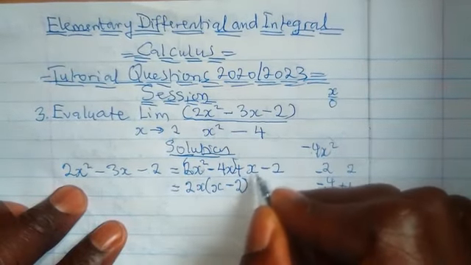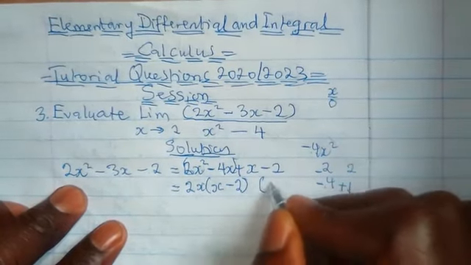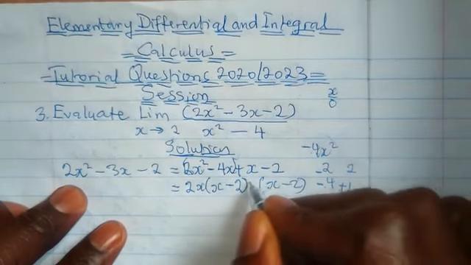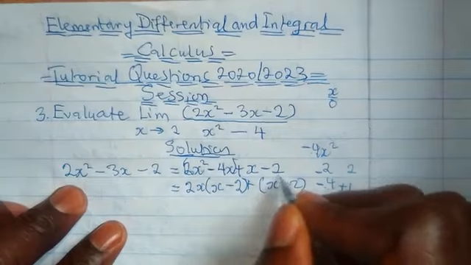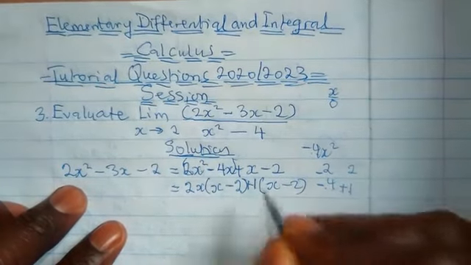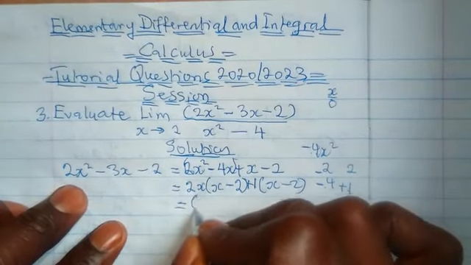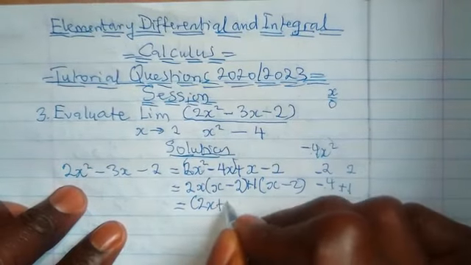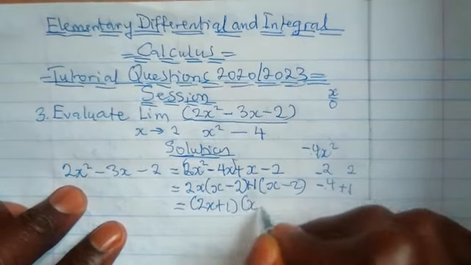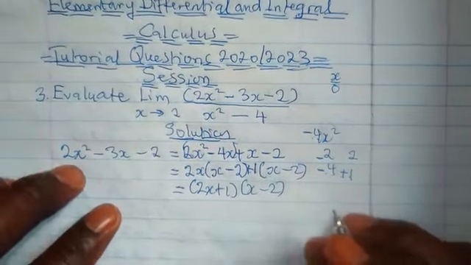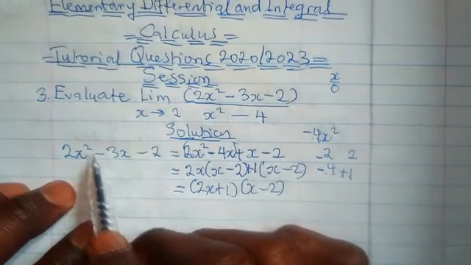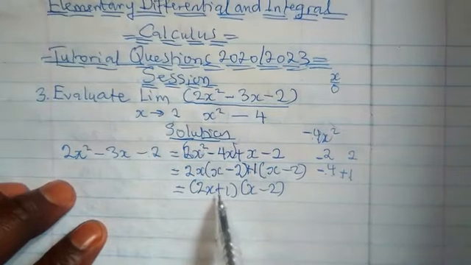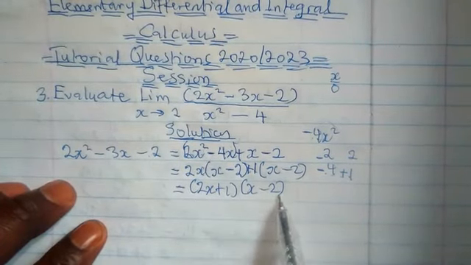Then if we check the brackets here, anything we have here we transfer to become x minus 2. Then minus minus is plus. Then 2 divided by 2 is 1. So we can group this as 2x plus 1, and then we have x minus 2. So our 2x squared minus 3x minus 2, when we factorize it, gives us 2x plus 1 and x minus 2.